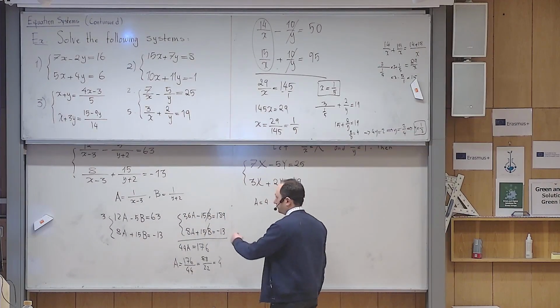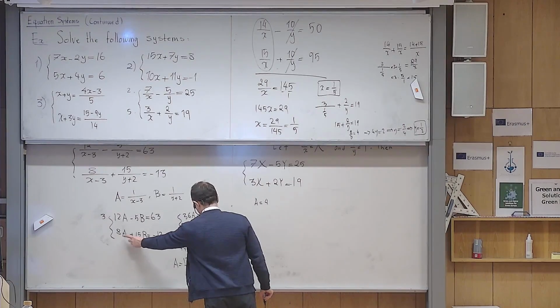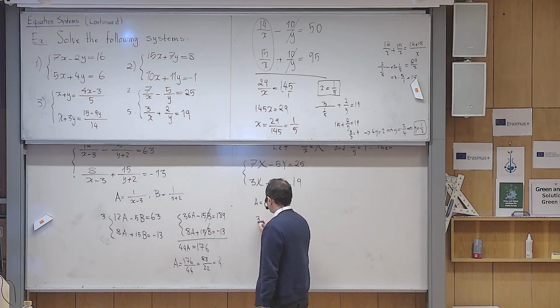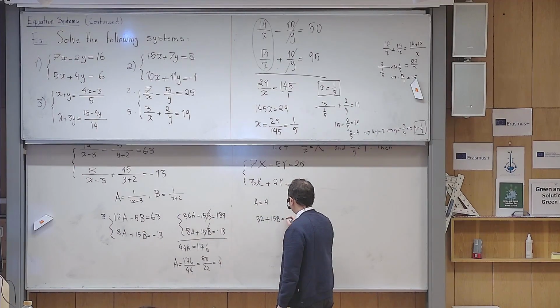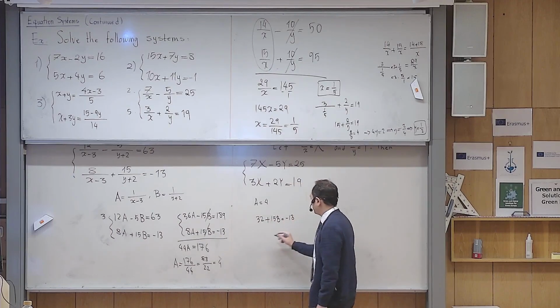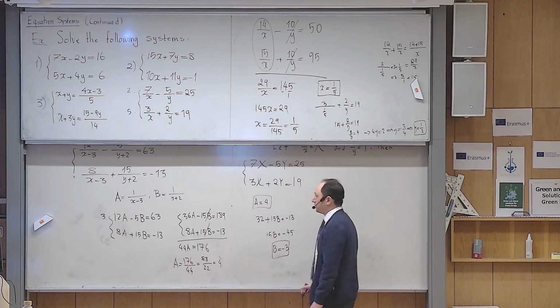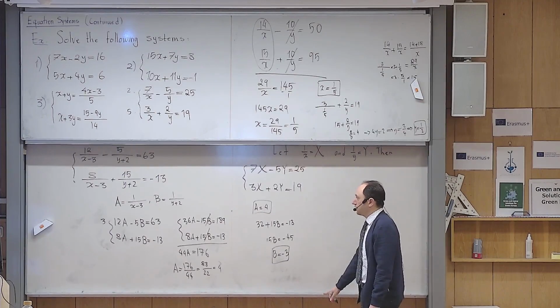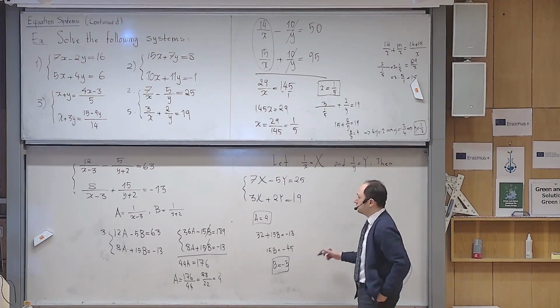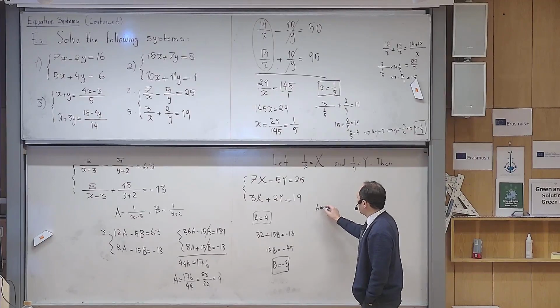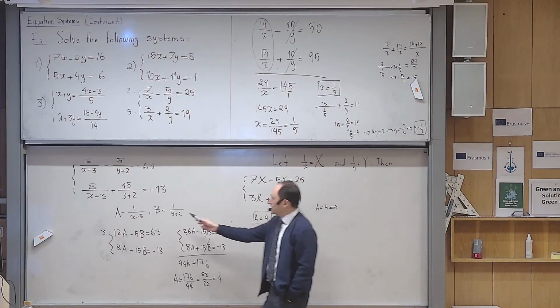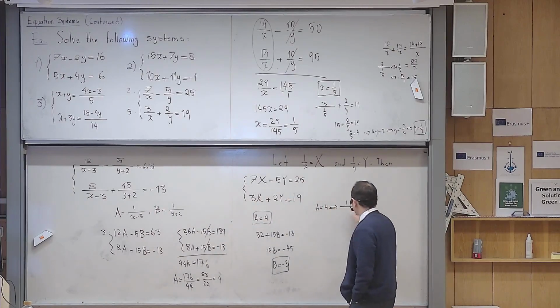I found a to be 4. I put it back in one of the smaller equations here. I would prefer to put it here. So this becomes 32 plus 15b is equal to minus 13. I move 32 to the other side. It becomes minus 45. So b becomes minus 3. But this is not done yet, because I didn't want to find capital A and capital B. I wanted to find little x and little y. So what should I do? I would say A is 4, but A has this name. So 1 over x minus 3 is 4.